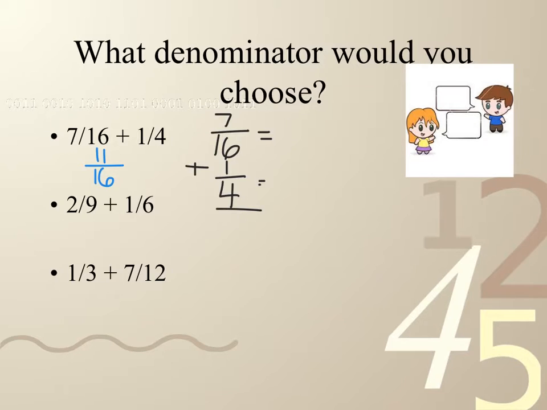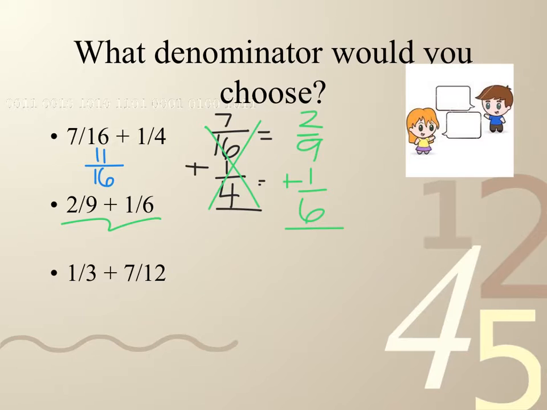All right, let's try the next one. 2/9 plus 1/6. Remember that there are 3 questions to ask yourself. The first question, does 6 go into 9 evenly? The answer to that is no. So I can't just use 9 as the common denominator.